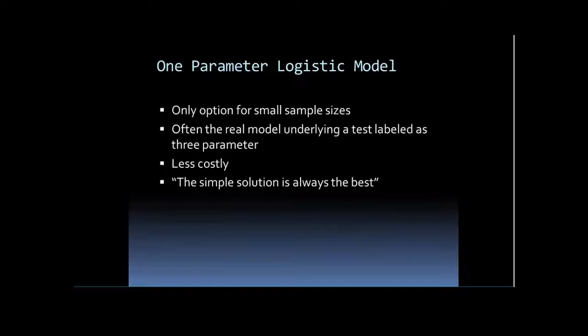Very often, it's the real model underlying a test labeled three-parameter. I've been a testing consultant for most of the large testing organizations, certification organizations in the country at one time or another, and I will tell you my non-disclosure agreement says I can't tell you who these people are, but very often people are touting in the ability space, we use a three-parameter model, but underlying it, they're just using the one parameter. It's easy to operationalize, does a nice job, it's less costly. It's the parsimonious solution, the simple solution.